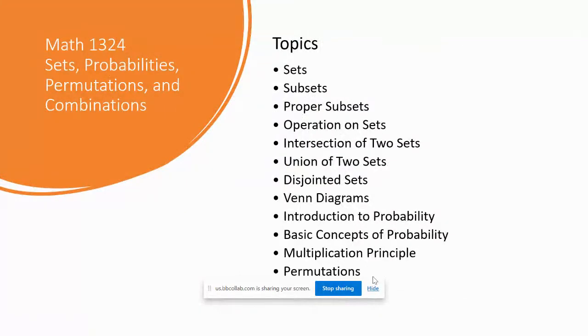Like I mentioned earlier, these are the topics that I'm going to cover. There's about 10 to 12 topics, and this is from chapter 8 and chapter 9 on 1324. The first topic that I'm going to cover is sets. There's a lot of definitions on the first few slides that you need to be aware of. A set is a well-defined collection of objects.